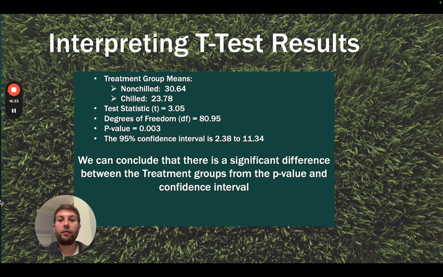The confidence interval ranged between 2.38 to 11.34, and the difference between the means was 0.86, and that falls well between the confidence interval. Because the p-value was less than the 0.05 significance value, we can reject the null hypothesis, saying that there is a difference between the two uptake rates, with non-chilled treatment being higher than the chilled treatment.